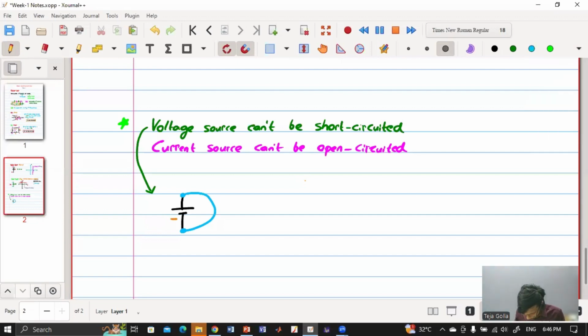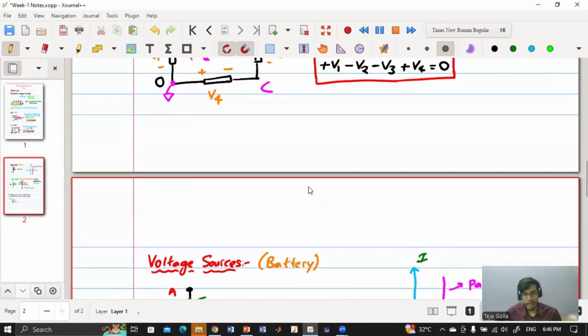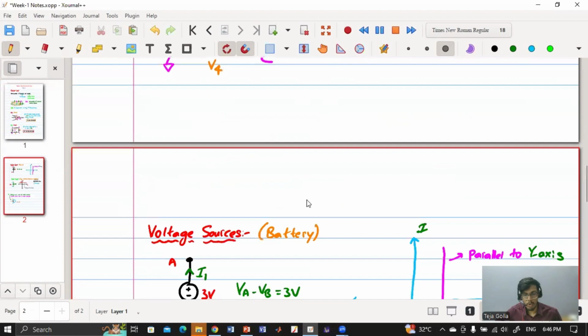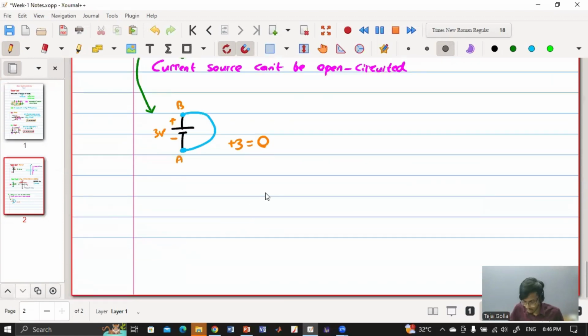Why will KVL fail? Say this is plus, sorry, this is minus, right? This is minus, this is plus. If you apply 3 volt and I start from A to B, what is the voltage? Plus 3. And from B to A, it is the same. So plus 3 is equal to 0, because it says the sum of voltage rise or drop in a loop is 0, but it is not true, right? 3 is not equal to 0. So here KVL will fail.